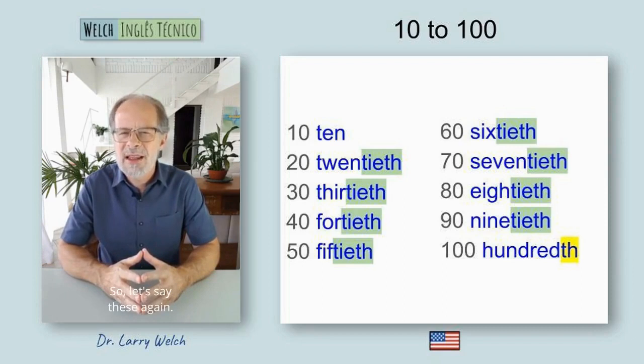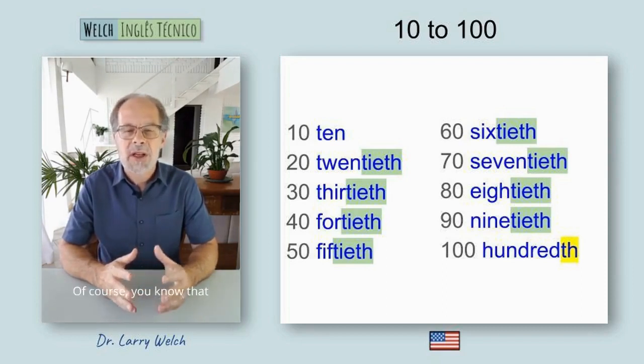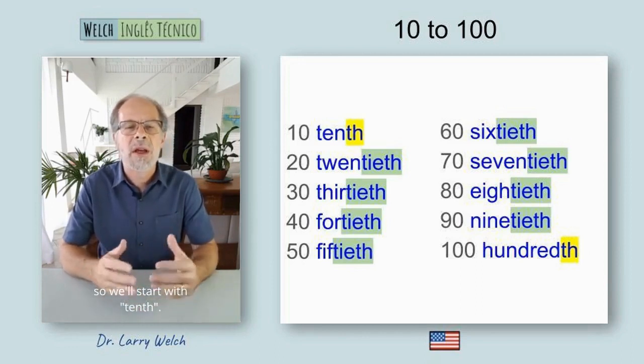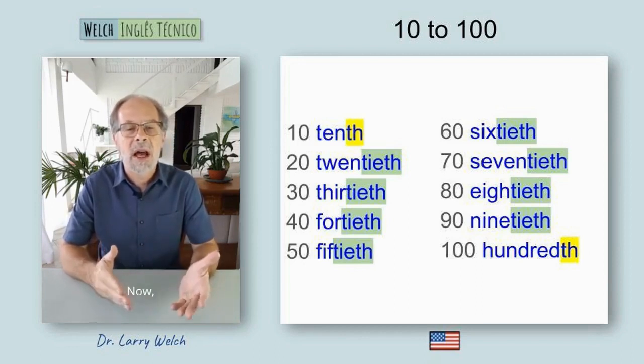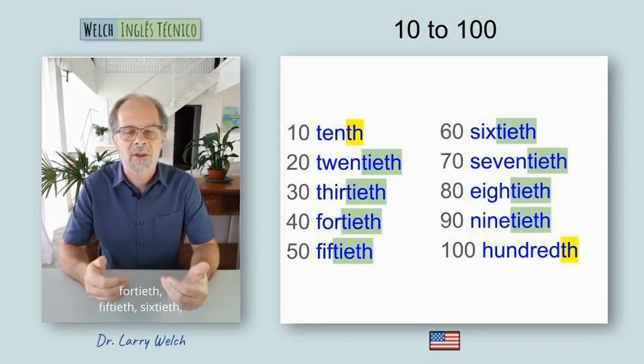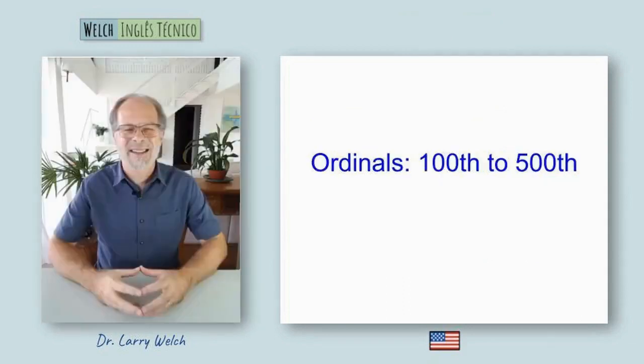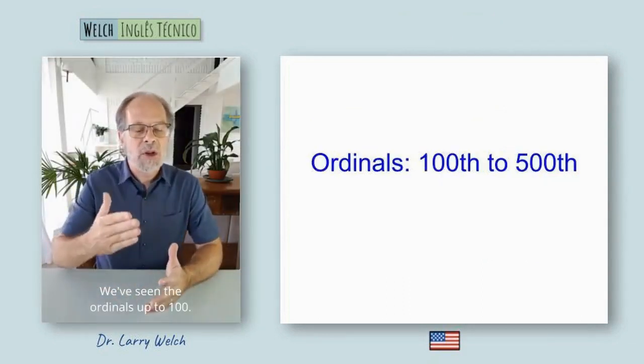So let's say these again. Of course, you know that the 10th is just TH. So we'll start with 10th. Now, 20th, 30th, 40th, 50th, 60th, 70th, 80th, 90th, 100th. We've seen the ordinals up to 100.